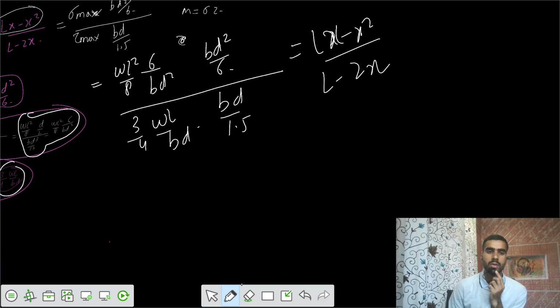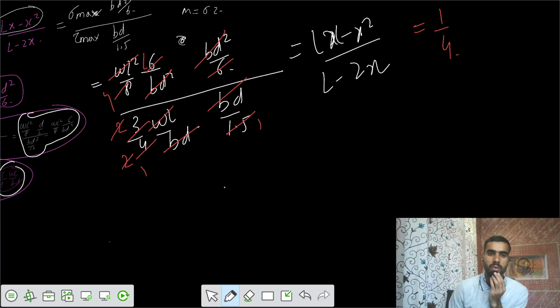So from this we can eliminate a few terms. Let's say WL goes, WL goes. So we are left with L here. Also we can say BD square goes, BD goes, and 6 and 6 go, and 1.5 is 2 by 3, so 2 ones are 2, 2 twos are 4. That means 1 by 4. We are left with 1 by 4, and there is some length L.